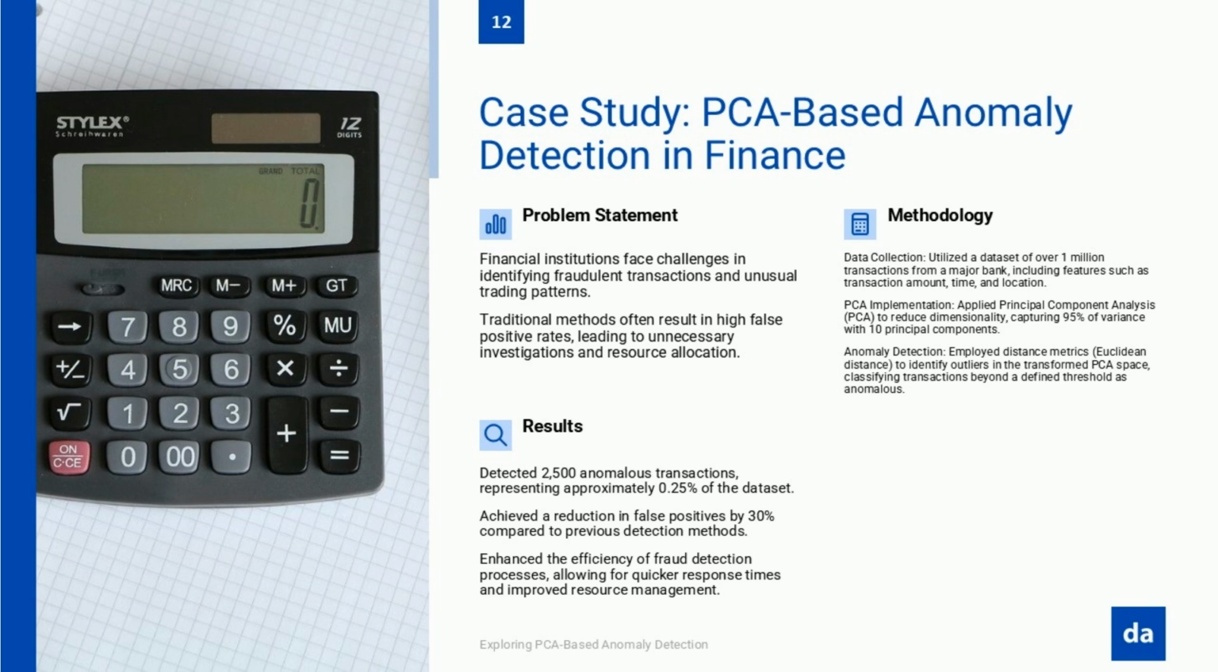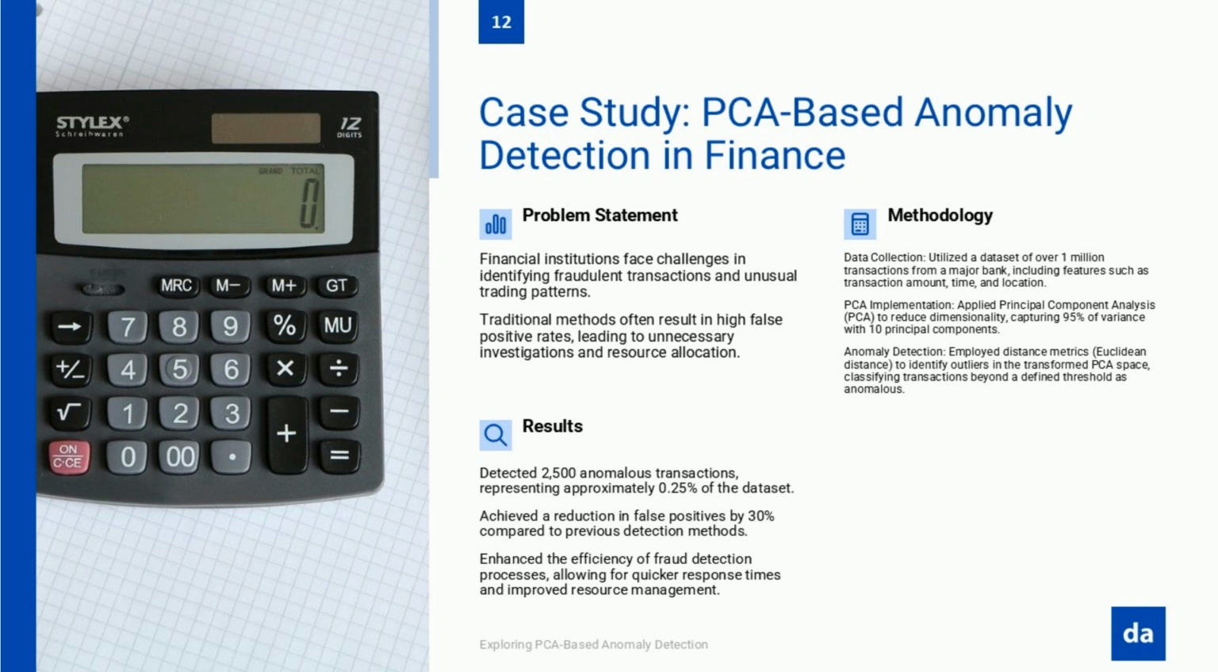One of the main challenges was real-time processing. Since banking transactions occur continuously, fraud detection needs to happen within milliseconds. To make PCA suitable for real-time applications, incremental PCA was used, allowing the model to update dynamically as new transactions were processed. Another challenge was explaining flagged anomalies to analysts.